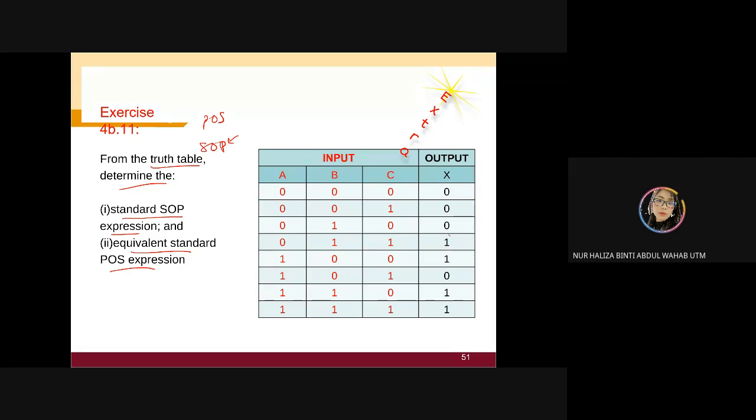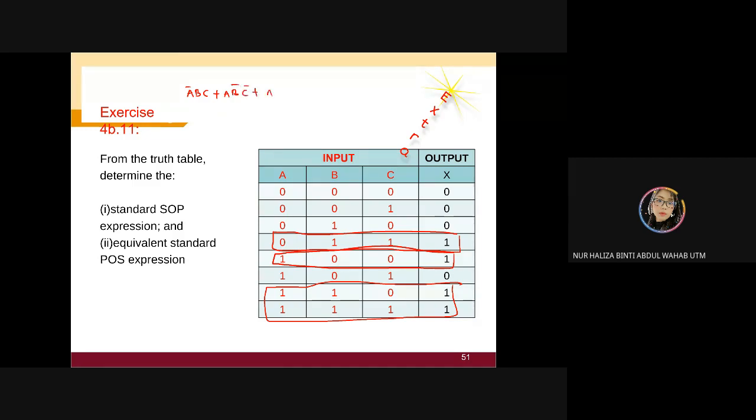So from here, this is for my SOP. I'm going to get A bar B C plus A B bar C bar plus A B C bar plus A B C. Okay, this is my SOP.